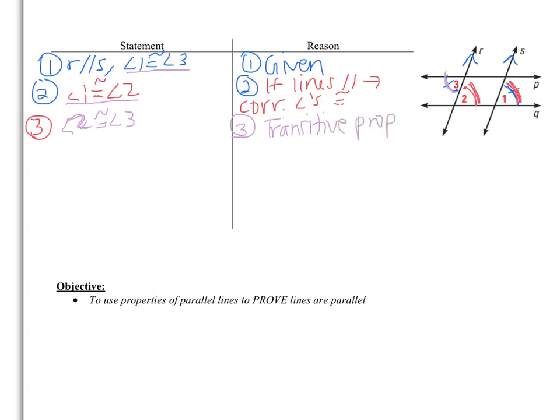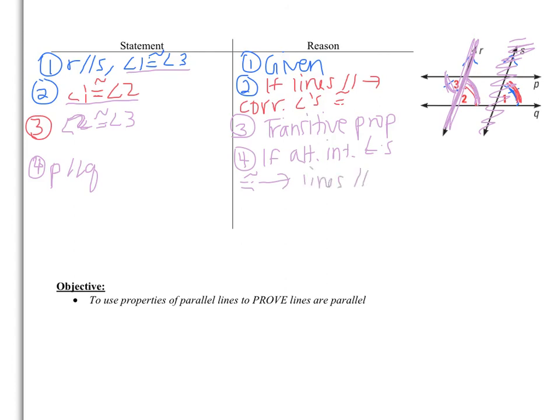Okay, so now I know that 3 and 2 are congruent. I notice that they both touch R. That means that R is a transversal, so I'm going to ignore S. Okay, 2 and 3 then are alternate interior angles. If the alternate interior angles are congruent, that means the lines are parallel. So now I can say P is parallel to Q, which is what I wanted to prove, because if the alternate interior angles are congruent, then I know that the lines are parallel.